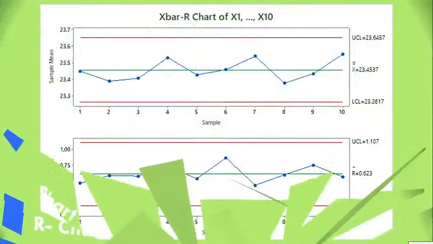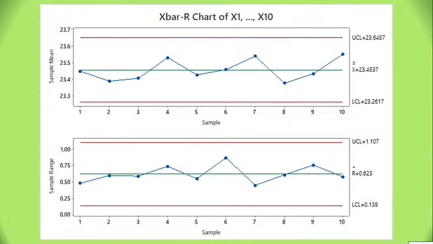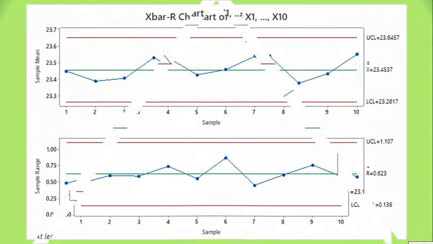In the X-bar chart, we can see that the entirety of the means fall within the control limits. Therefore, we could conclude that there are no special causes of variation and that the existing variation is due to the nature of the process.